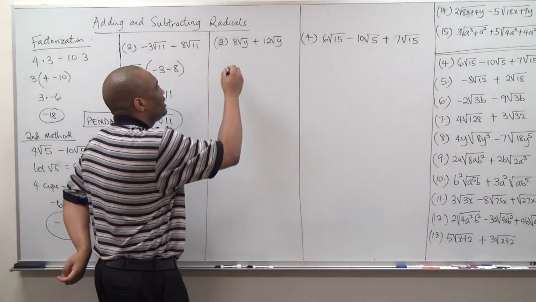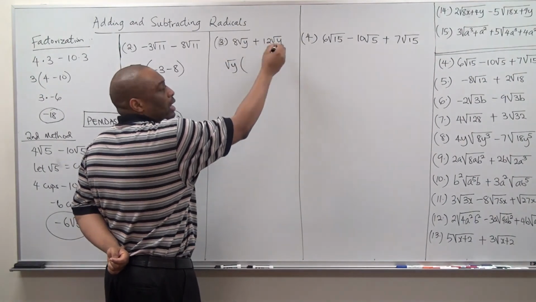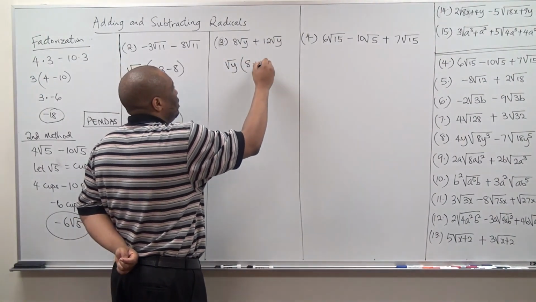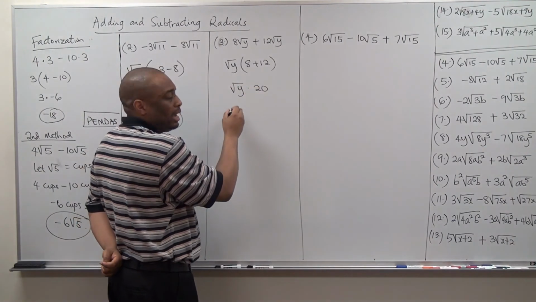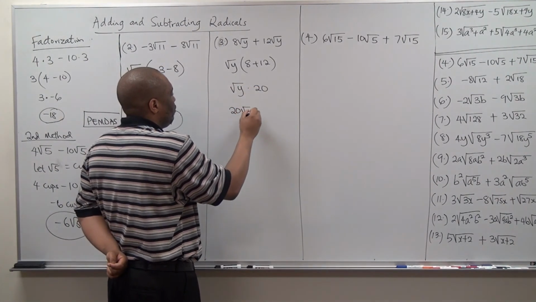For this part, we see that square root of y is common. And because it's common, this is 8 plus 12, and that will give us square root of y times 20. And that gives us 20 square root of y.